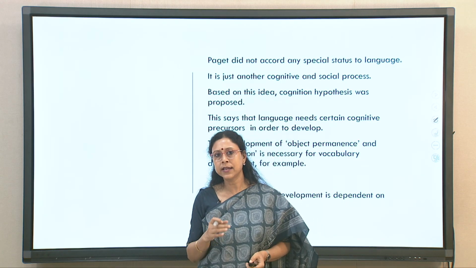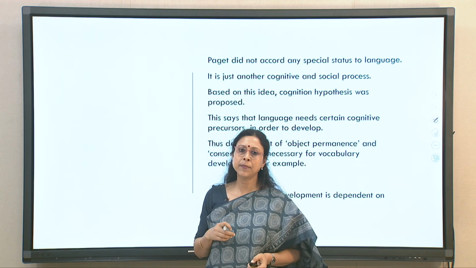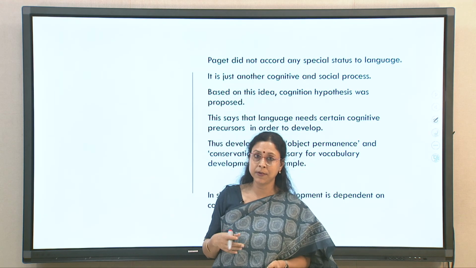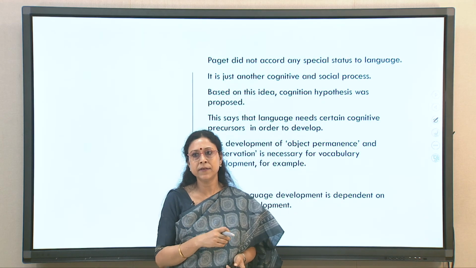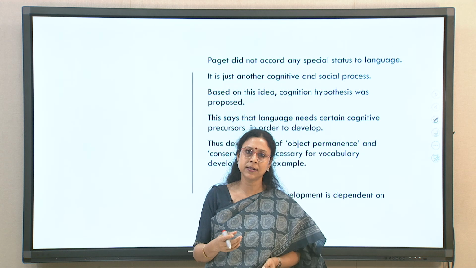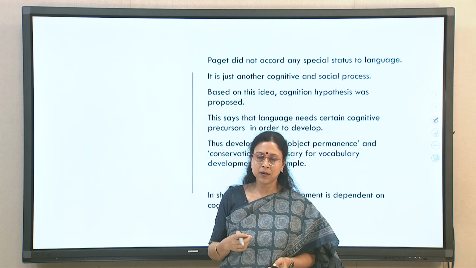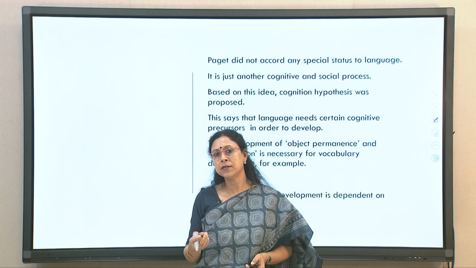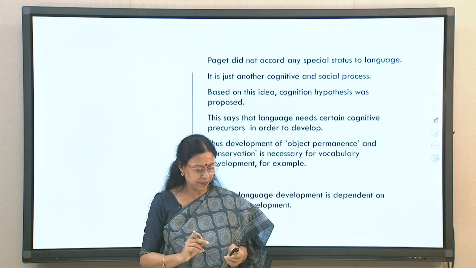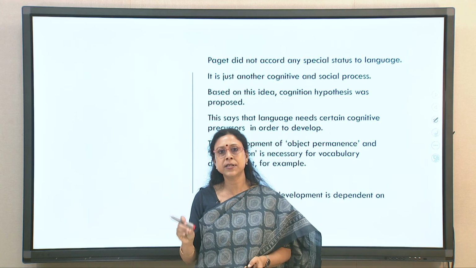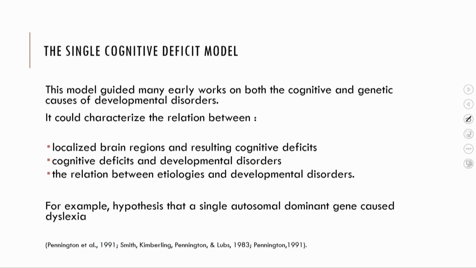So, in short, this theory says that language development is dependent on cognitive development, overall cognitive development, which is the opposite view of the nativists, which says that language development is a very specific kind of module which might be affected when there is a disorder. It might be affected by a specific genetic mutation or something of that sort, which affects a specific kind of grammatical issue. There are some other models as well to study language disorder.